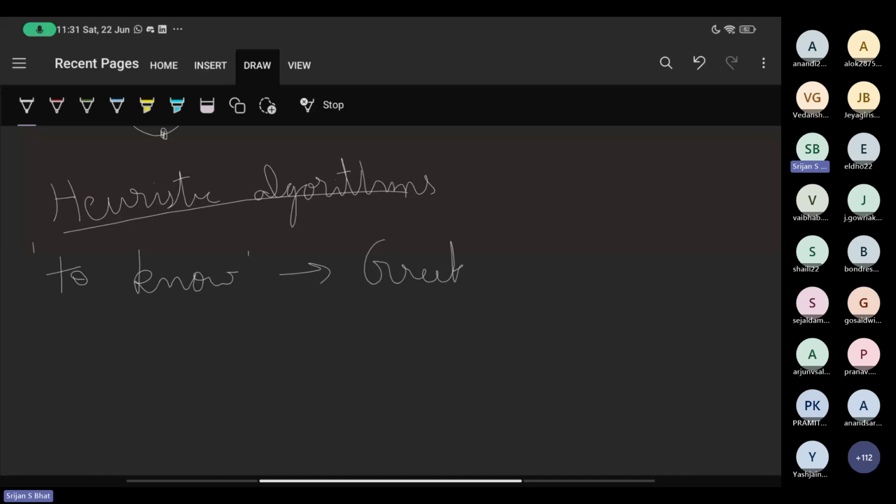That is what heuristic is. It gives us an approximate solution which is good enough to work with. Heuristic is quick, but it may not be optimal. Yes, we work with heuristic algorithms whenever we cannot use an exact algorithm. Exact algorithms are not always feasible. That is the main thing. So heuristic means to know in Greek.